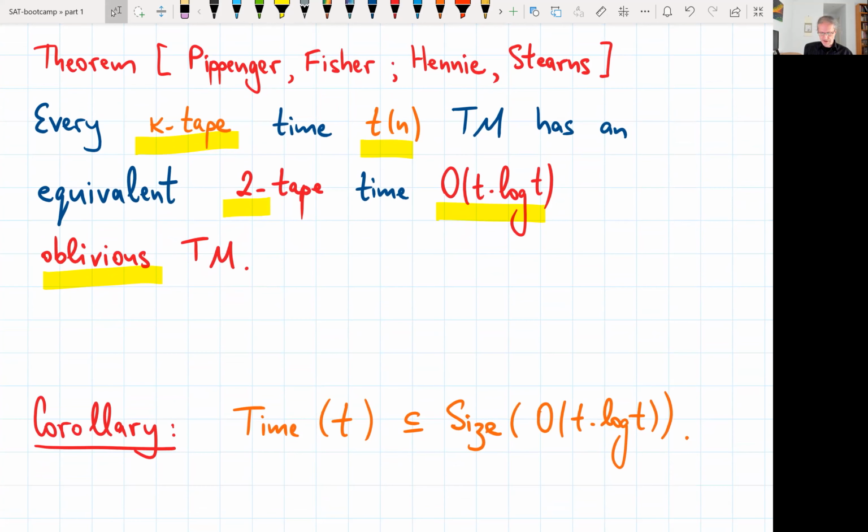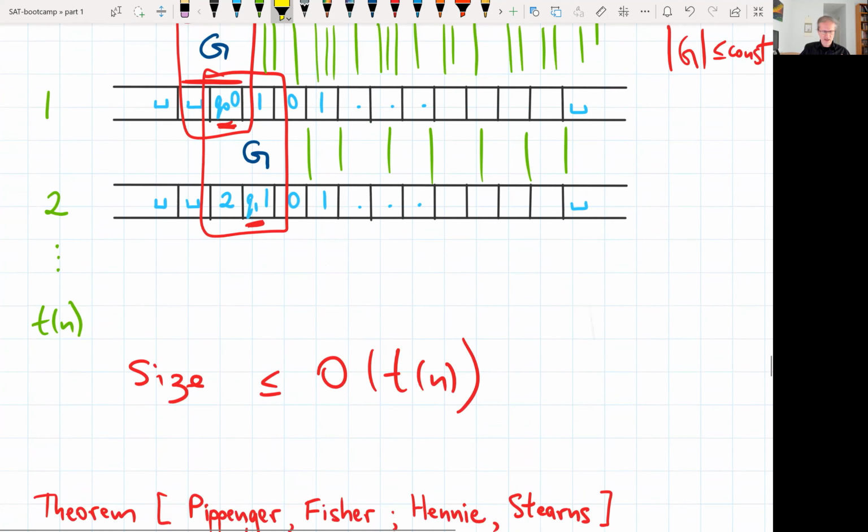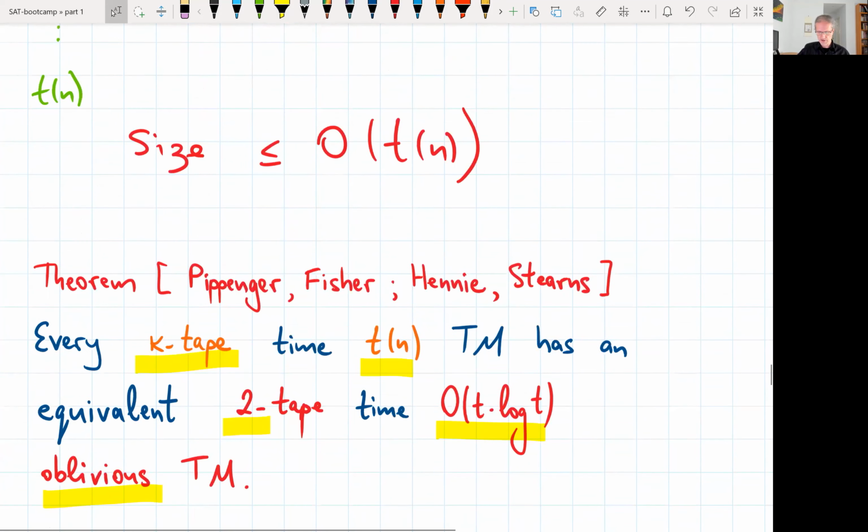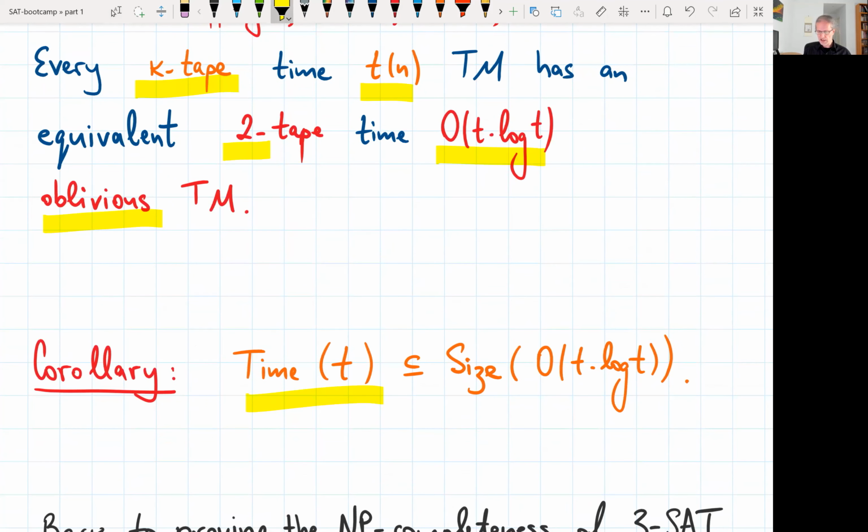The corollary of this is that we can now take our time T Turing machine computation, make it into an oblivious 2-tape time T log T computation, and then given an oblivious machine of running time T log T, when we build a circuit from it, the way I described, the size of the circuit will be pretty much the same as the number of time steps of the new machine. The new machine has T log T time steps, so the size of the circuit is big O of T log T. And that's how we get that time T can be simulated by size T log T.